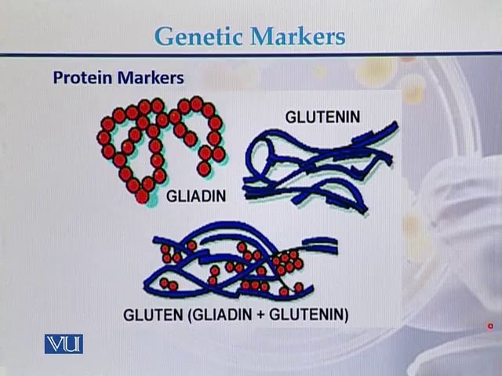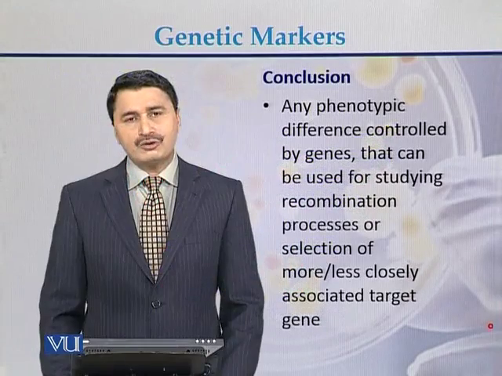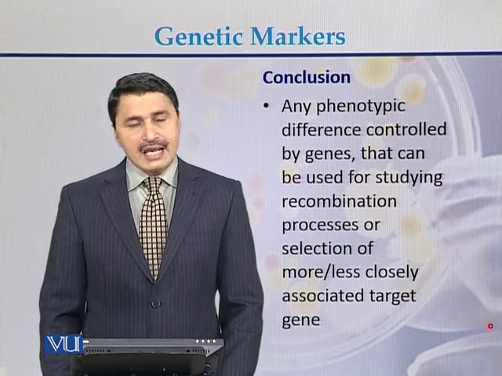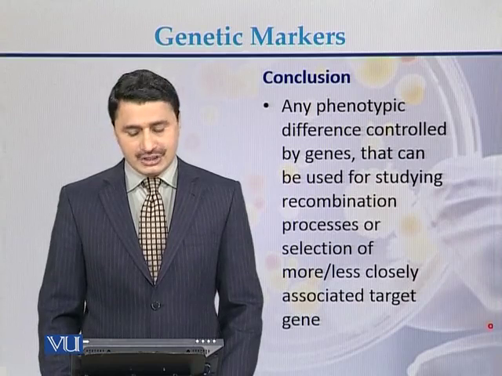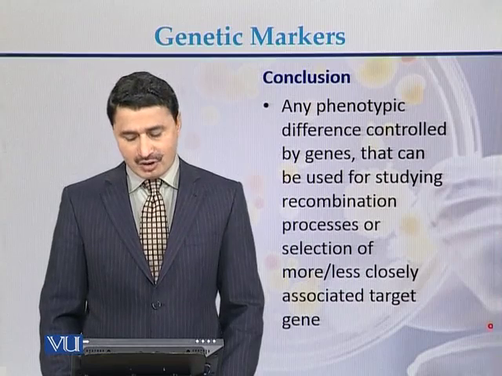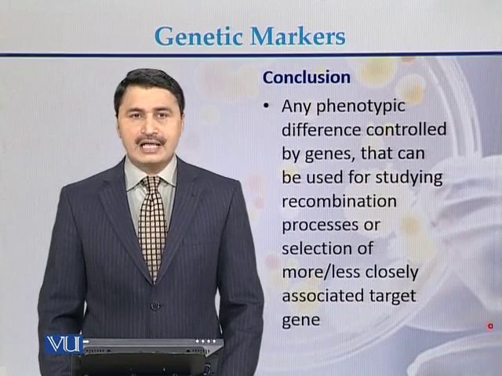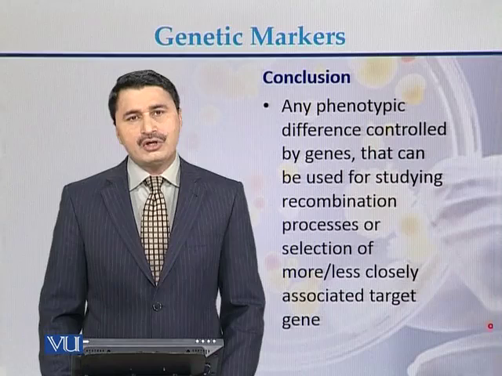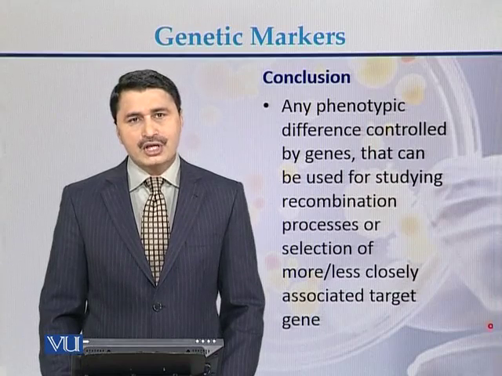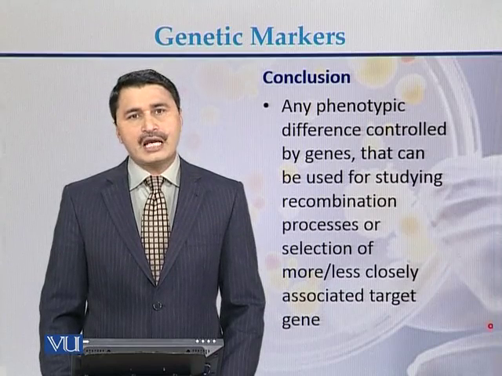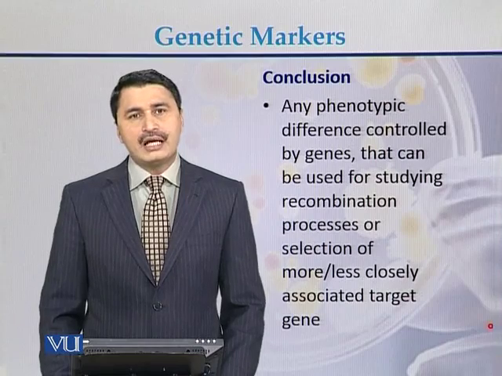They can be in the form of gliadin, glutenin, or gluten. So if we conclude what genetic markers are: genetic markers are any phenotypic difference controlled by genes that can be used for studying the recombination processes or selection of more or less associated target genes. So these are called genetic markers. Genetic markers can be of two types. They can be morphological markers or molecular markers. And again, the molecular markers are of two types. They can be protein markers and they can be DNA markers.